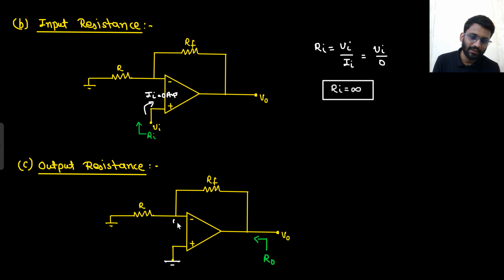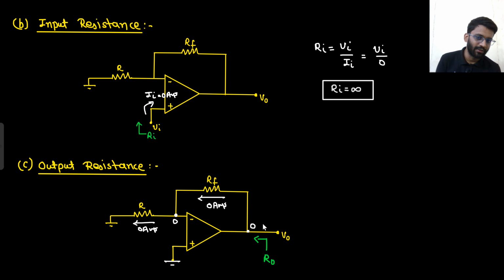If this is gone, that means this node is 0. If this node is 0, this node is 0 and this node is 0. Both nodes are 0. That means there is 0 ampere current here. Now the same current will be flowing through RF as well. 0 ampere current is flowing. So now this 0 will travel and will reach here.